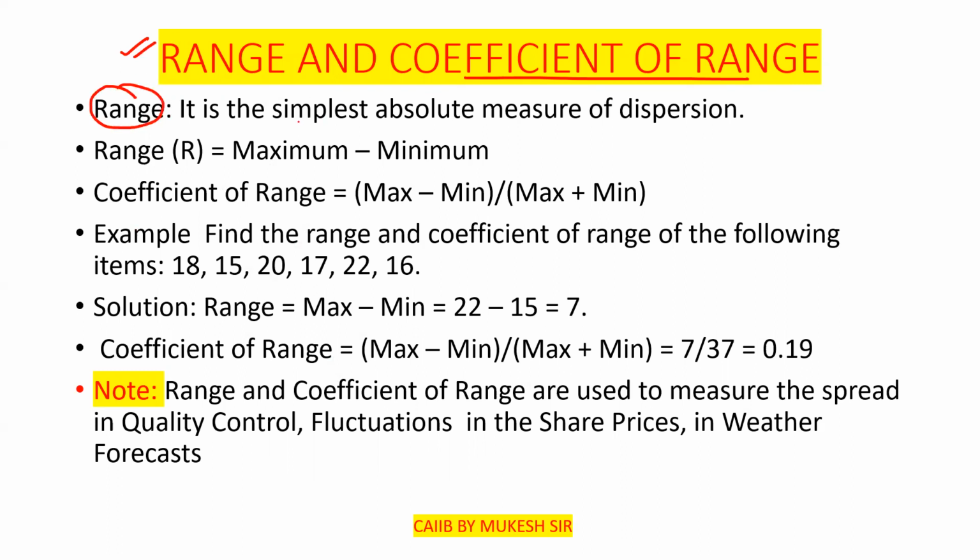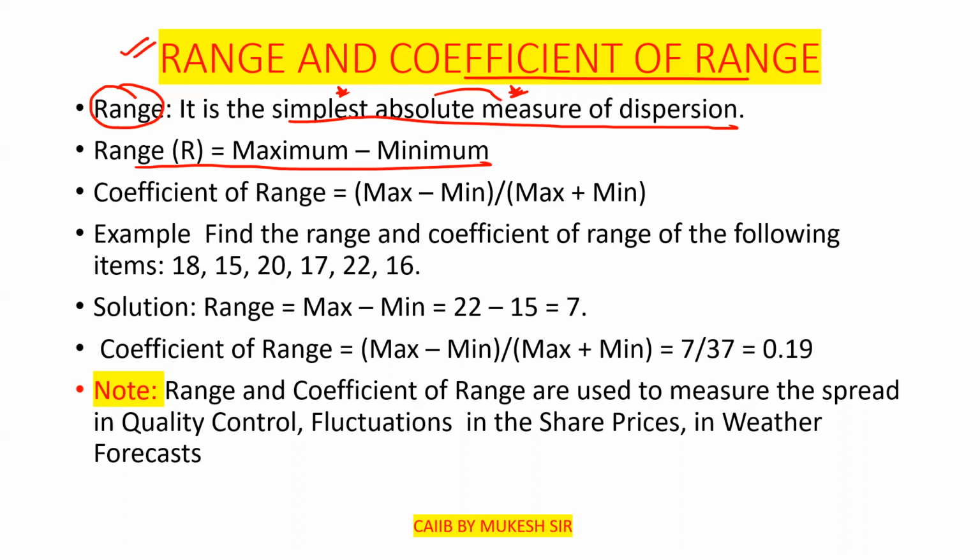Range, what is that? It is the simplest absolute measure of dispersion. How can we say that it is the simplest? Basically, it is simply the difference between the maximum and the minimum. Clear? So what is range here?